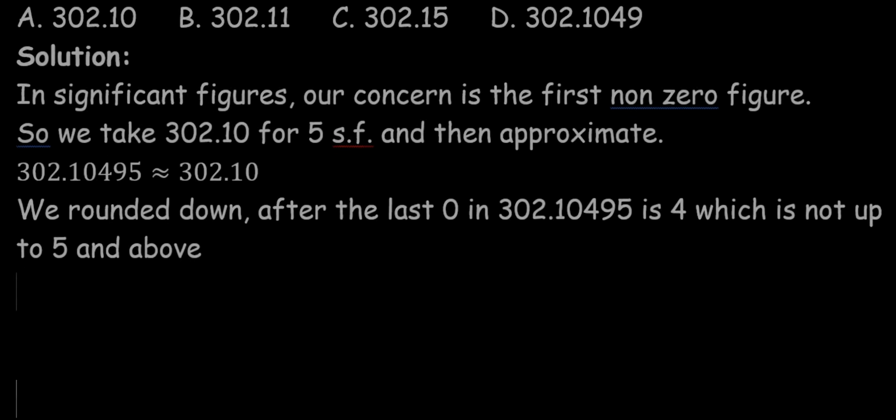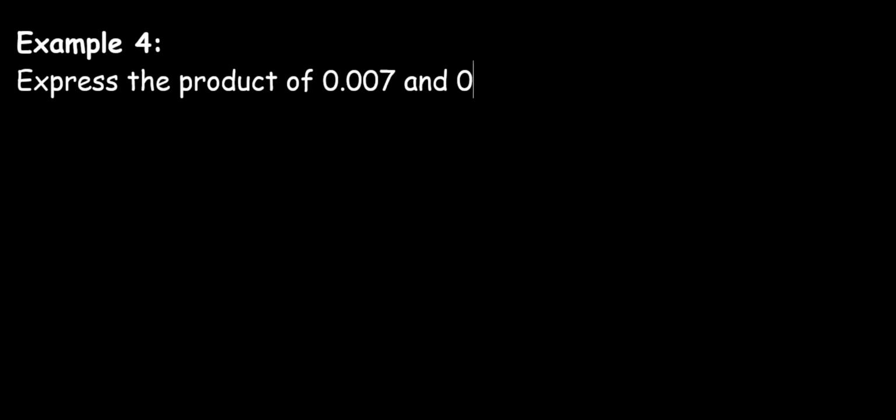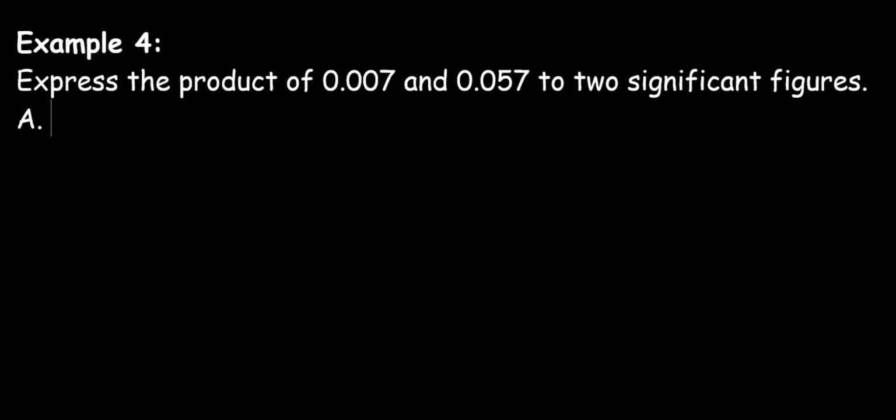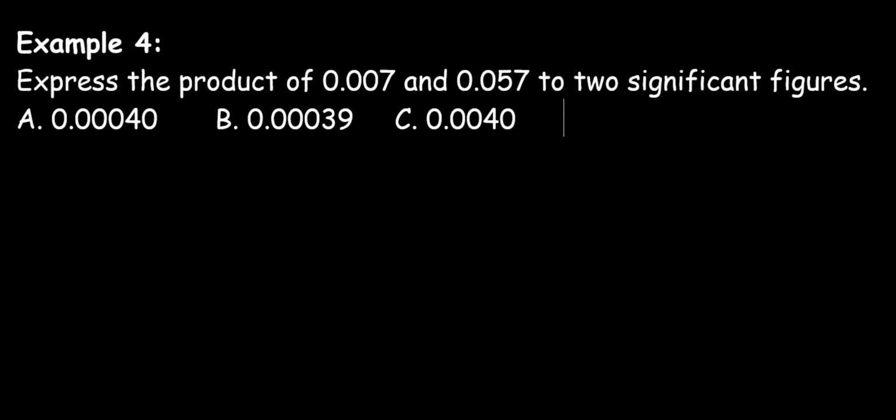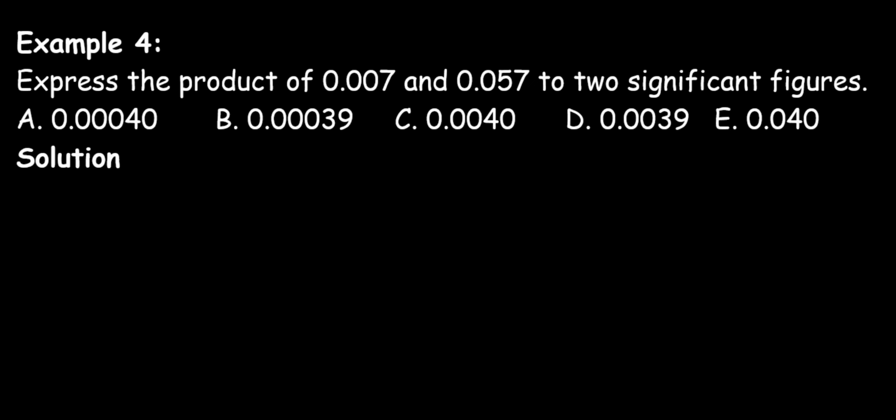Let's take another example. Express the product of 0.007 and 0.057 to 2 significant figures. Options: A. 0.00040. B. 0.00039. C. 0.0040. D. 0.0039. E. 0.040. Solution. If you look at the question carefully, it says we should express the product.